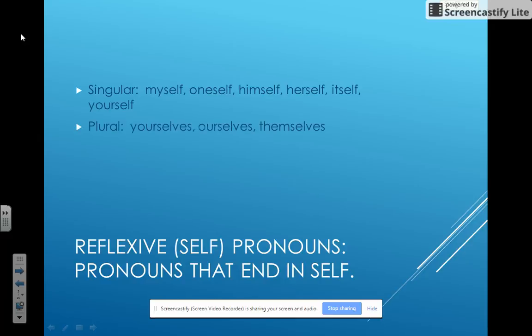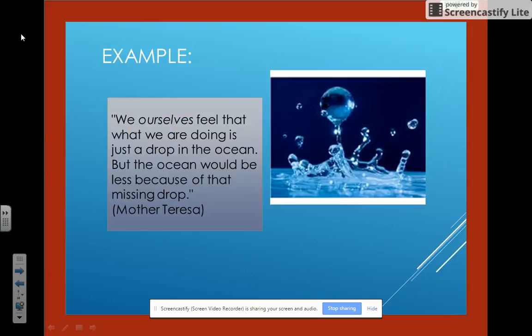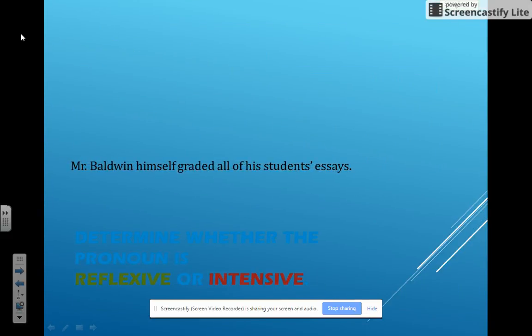Okay, so we already talked about all these. These are just examples of reflexive and intensive pronouns. So let's take a look at this sentence here. We have Mr. Baldwin himself graded all his students' essays. So our first job is we're going to find the pronoun, and our pronoun is himself. These are easy to find because anything that has self or selves, they stand out as our pronoun. Then we ask ourselves, can we take himself out of the sentence and does it still make sense?